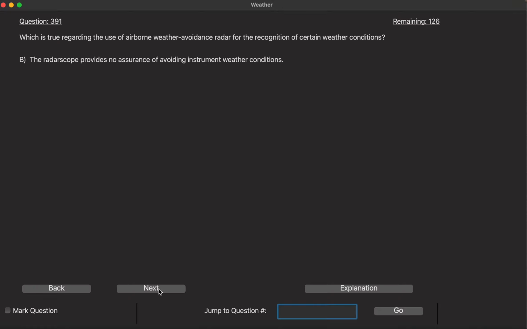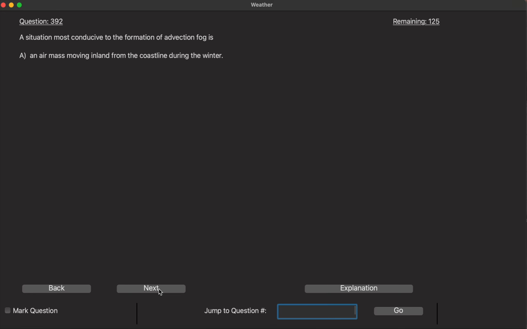Which is true regarding the use of airborne weather avoidance radar for the recognition of certain weather conditions? The radar scope provides no assurance of avoiding instrument weather conditions.